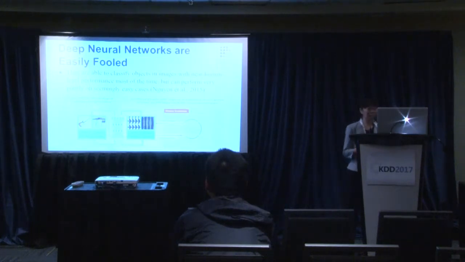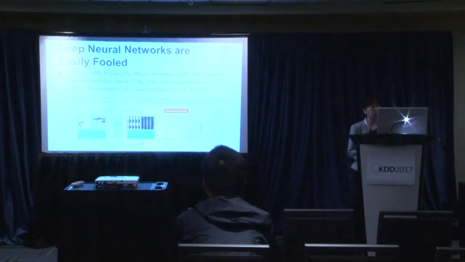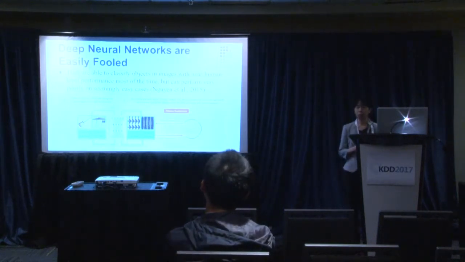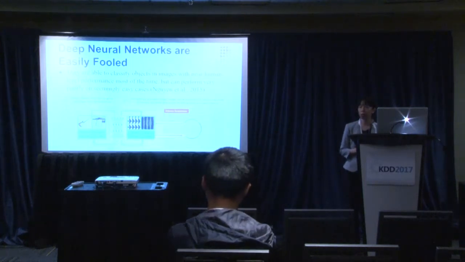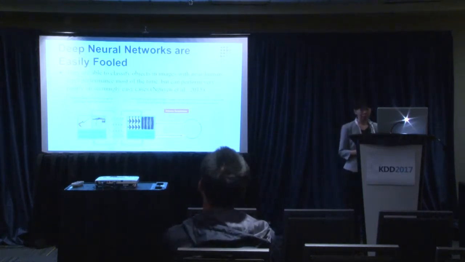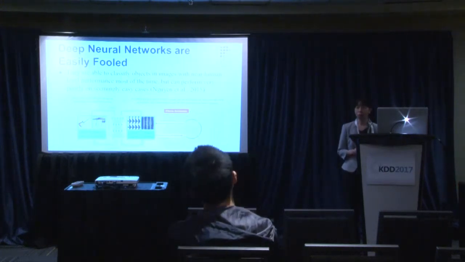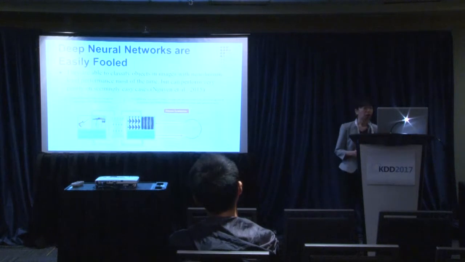This example is about deep neural networks. You may already know that deep neural networks have been widely applied to image recognition due to their near human level or even superhuman level performance. But it's only one side of the story. The other side of the story is that deep neural networks can also be easily fooled, like we showed here.